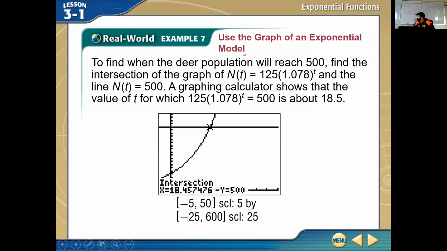So find the intersection, which is about 18.5. You can do it on Desmos. Just don't make the mistake that I just did. Realize where you're going to cross the y-axis and don't drive yourself nuts that way.